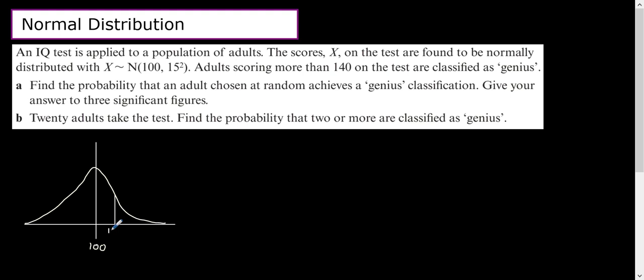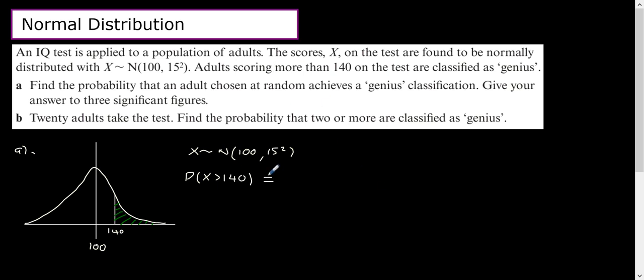I just label that. So we've got 140. And the area in which we're interested is shaded in green to the right of the 140. So this is the probability that I'm interested in. So writing it out in the notation, we've got our distribution X, normal distribution, 15 squared. I tend to just copy the question for some of this. And we're looking for the probability that X is greater than 140. So what's the probability of an adult scoring more than 140?